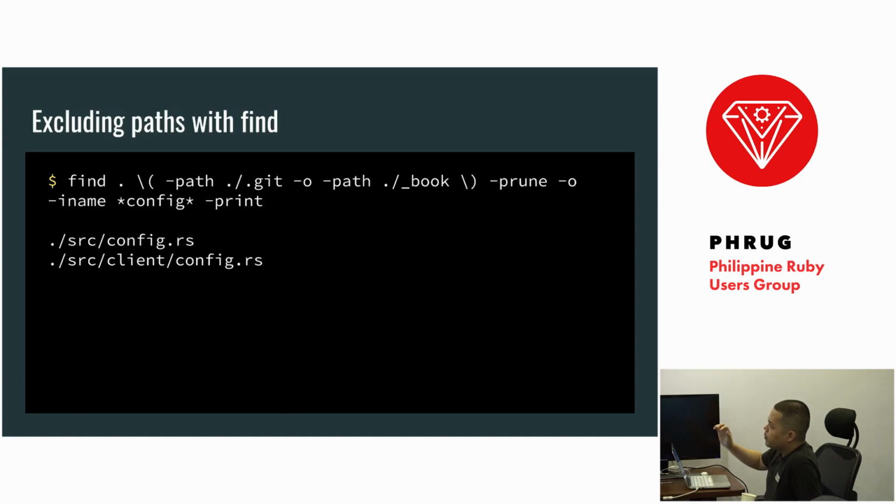So here, this is find if you want to exclude the .git and the book path. So it's quite complicated. So you're escaping the parentheses and then using the -path and the -or. So it's either .git or _book, and then you prune that, and then you just search the pattern and then print it.